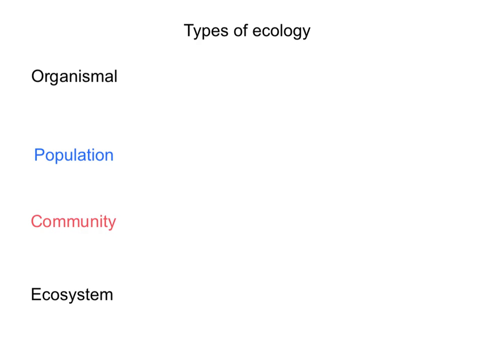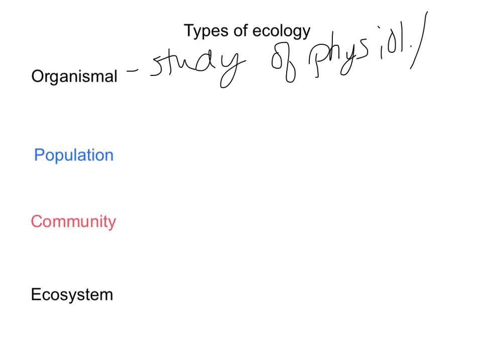As we go through this unit, you may hear a couple of different types of ecology tossed around. The first one that you may hear is organismal. This is our study of physiology and behavior as the organisms are interacting with the environment. So here we're looking at the physiological and behavior changes as it's interacting with the environment. Because remember, that's all part of ecology.